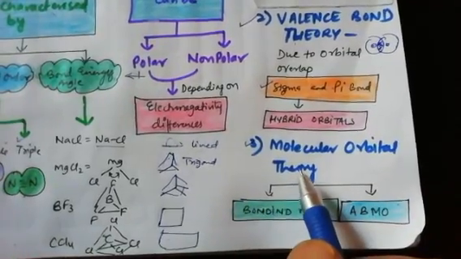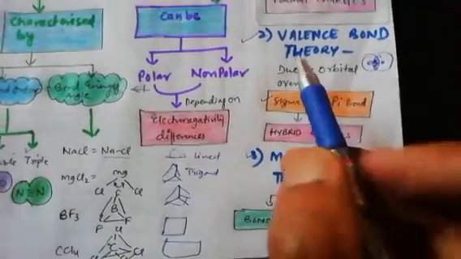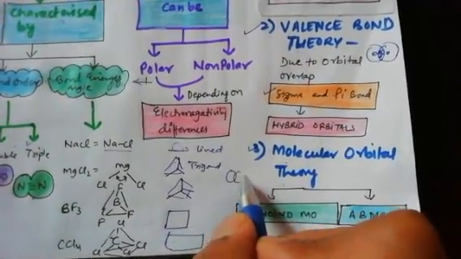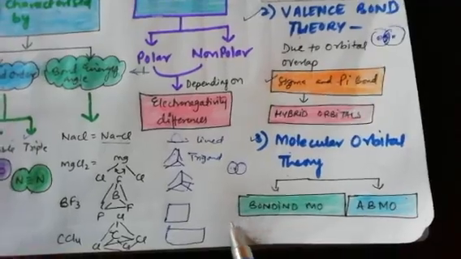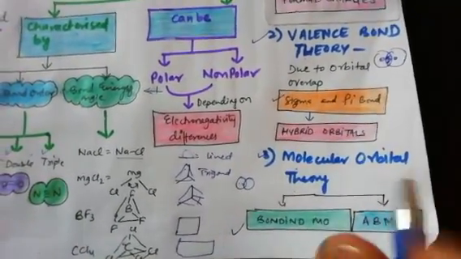Third type of molecular shape determination is molecular orbital theory. It is very simple, like atomic orbital theory is of 1 atom, molecular orbital theory is between 2 atoms. So there are 2 types of molecular orbital: bonding molecular orbital and anti-bonding molecular orbital. These things we will study in detail.